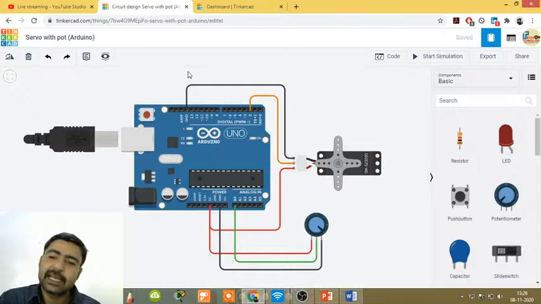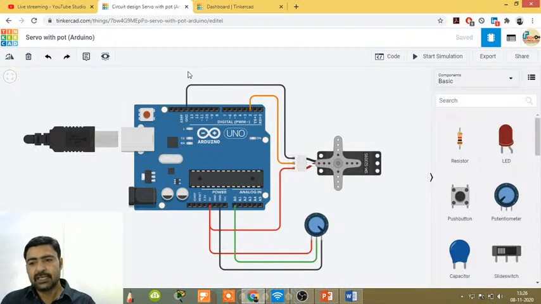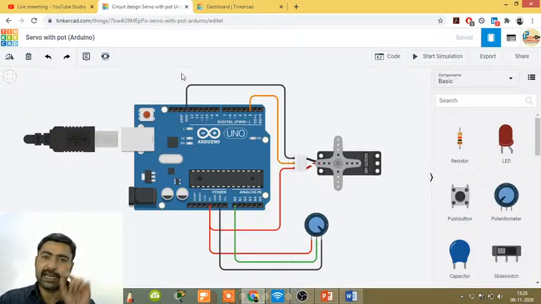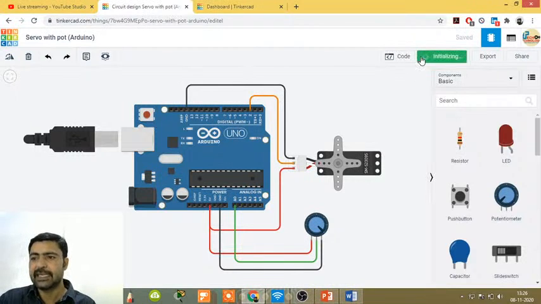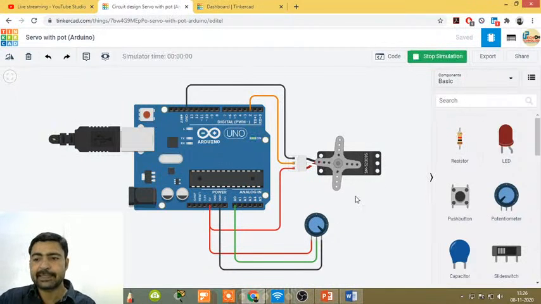So this project is where we have used a potentiometer. This potentiometer will be giving one analog signal, and based on the analog signal, the shaft will be changing its angle. You can see here, I am changing this potentiometer, and the servo angle is changing.